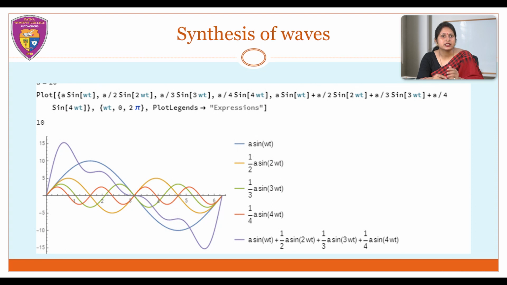Let us understand this using an example. In the given plot, I have plotted first the harmonic wave of frequency omega in the interval 0 to 2 pi. In the same figure, we can see the plot of a by 2 sin 2 omega t, a by 3 sin 3 omega t and a by 4 sin 4 omega t also. In each wave, amplitude is reduced and frequency is increased. One plot of violet color is the sum of all the 4 oscillations and it is a complex one, but of course it is periodic.